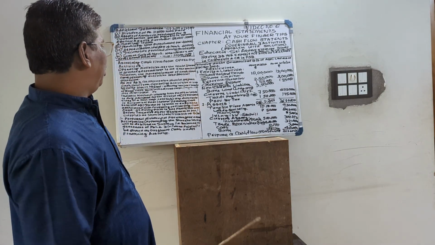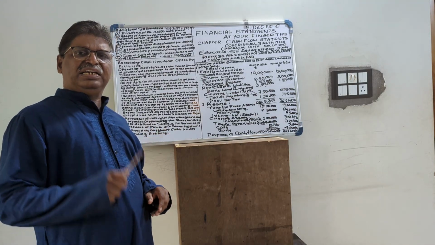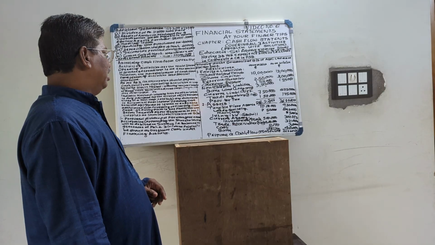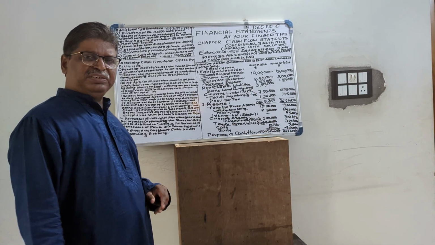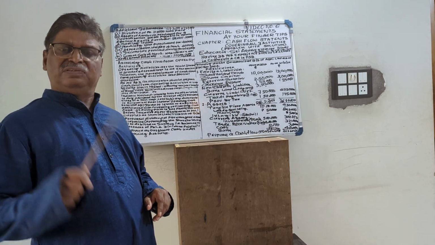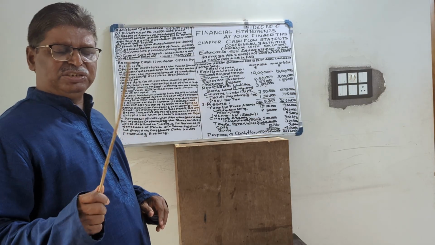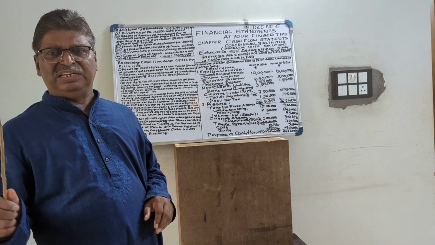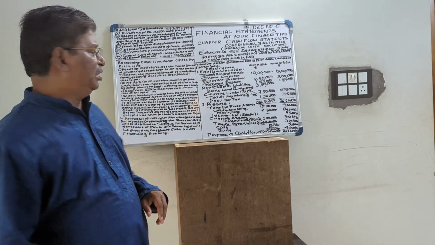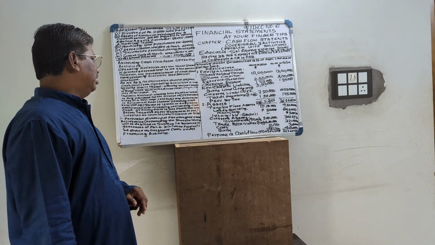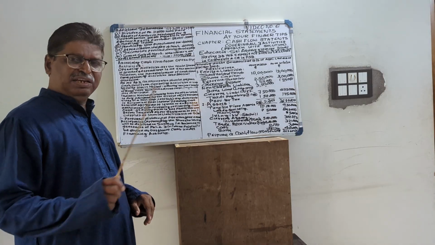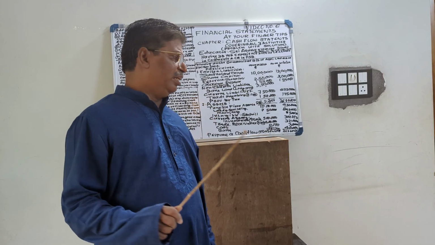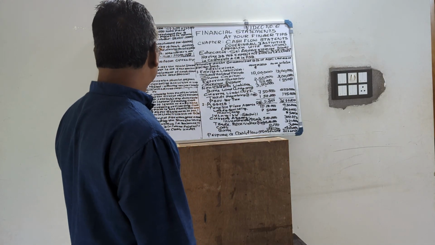Then outflow of cash includes the cash payment to suppliers for purchase of material. Total cash payment, if it is cash purchase, the business will pay immediately. If it is credit purchase, then according to the agreements, the company will pay. That is outflow of cash. Then payments to employees, and all expenses related to employees.